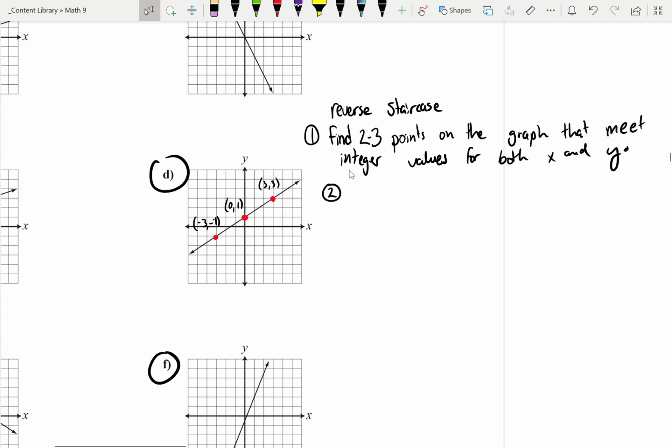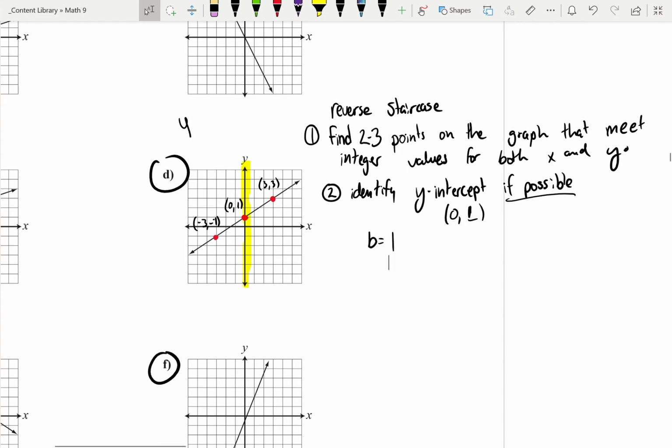So once I have my 3 points, number 2 is identify the y-intercept if possible. And remember, we're looking for where it crosses the y-axis. So we're looking for 0, something. In this case, I actually have a discrete value. Now it's if possible, so in this case it is, so I have 0, 1. So I can say right away that b is equal to 1.